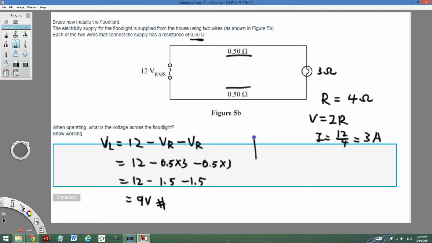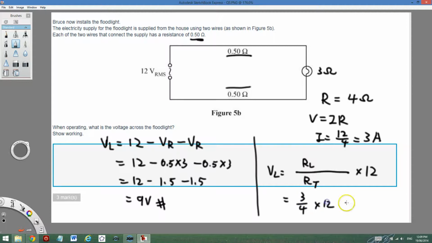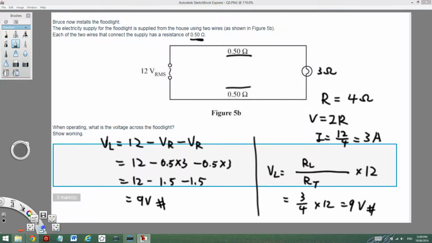Or you can use the voltage divider equation. The voltage of the light is the resistance of the light over the total resistance, times 12. Because this is a series circuit, I have 3 on 4 times 12, which is 9 volts. You get the same answer.